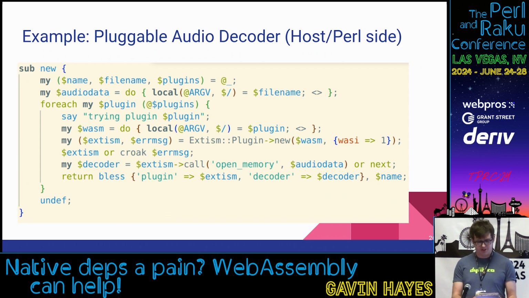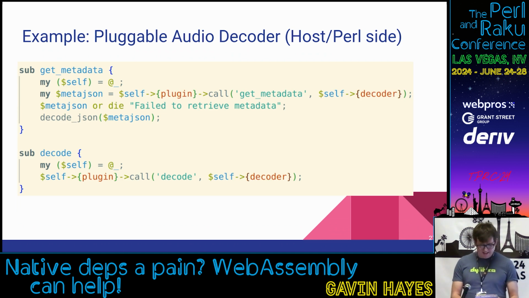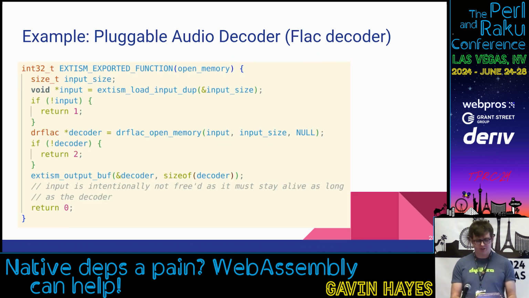Get metadata calls the get metadata function in the Wasm, decodes the response as JSON, and returns the result. Decode calls the decode function in the Wasm and returns the raw PCM audio data. With the host interface decided, we can make plugins for it.